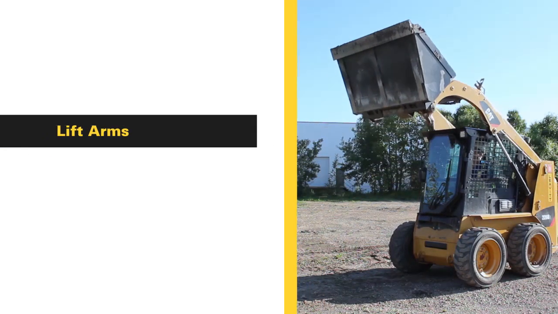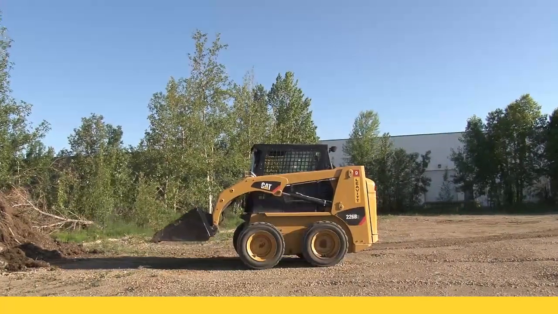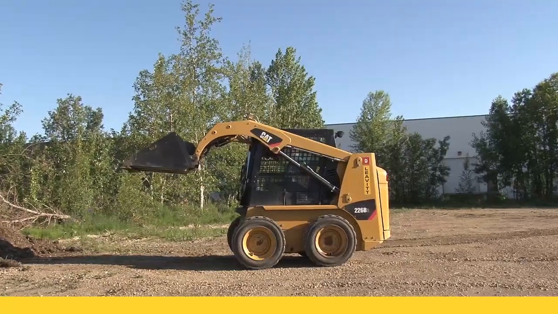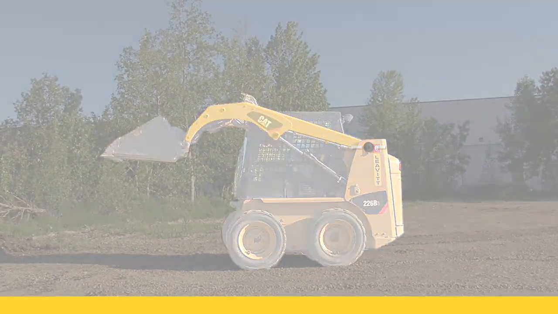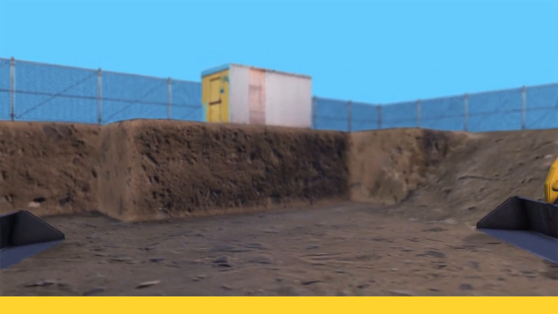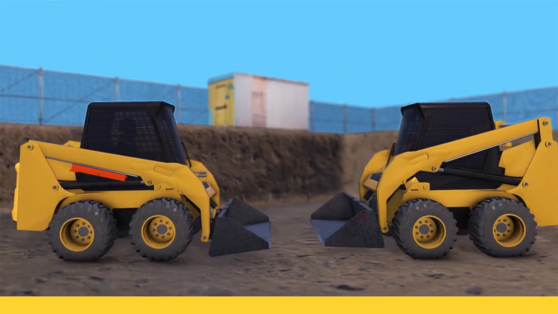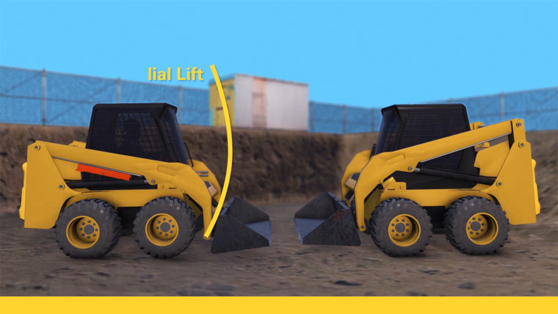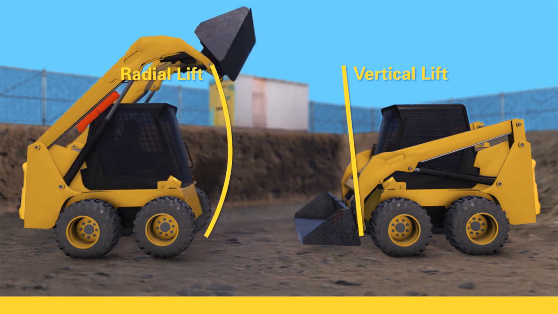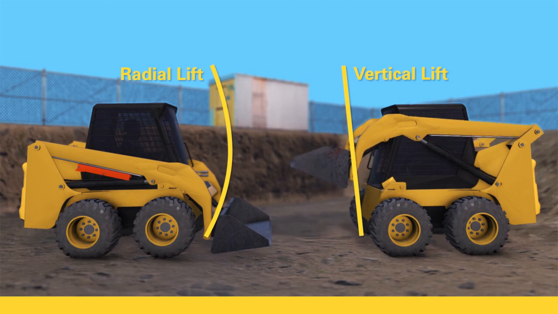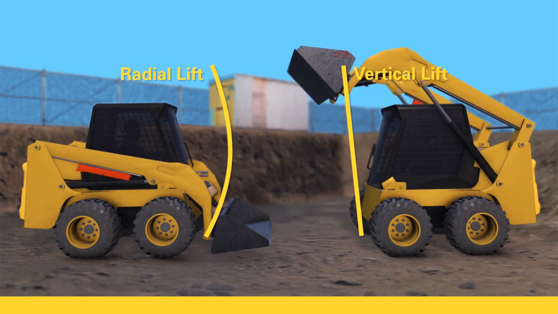Lift arms. Lift arms, also known as loader arms, are the part of the machine that pivots to lift materials. Because of their ability to pivot, lift arms are capable of two kinds of lifts: radial and vertical. The difference between the two lifts is that during a radial lift, the bucket travels in an arc away from the skid steer loader as it raises, while during a vertical lift, it travels in a straight line.